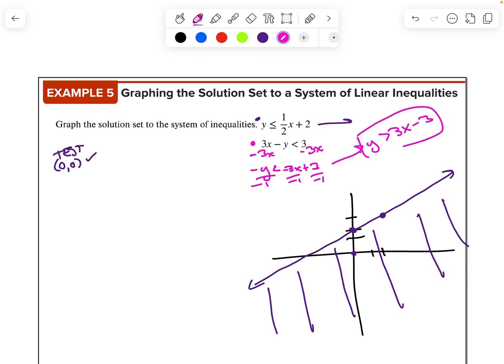Okay, now I have something that I can graph. 3x minus 3. 1, 2, 3. Going to start at -3. And to get my next point, I go up 3 over 1. And it is going to be a dashed line because that's strictly less than.